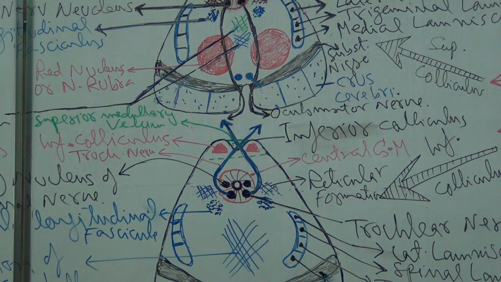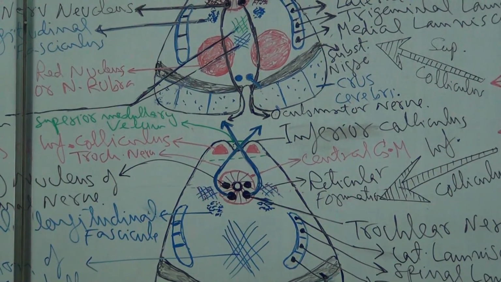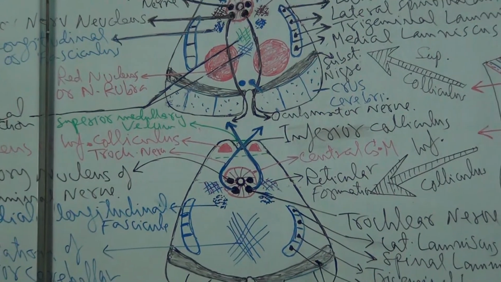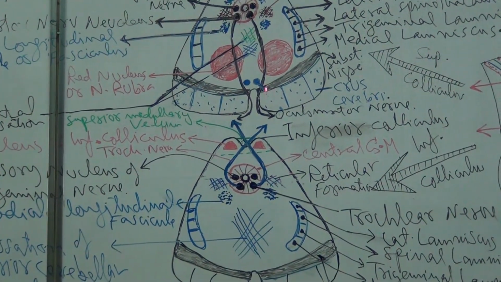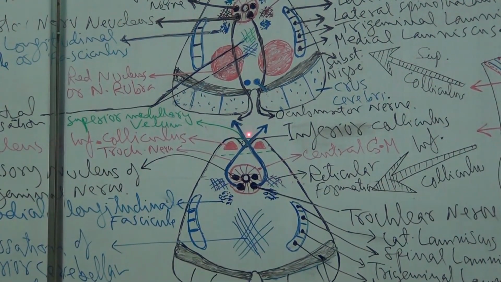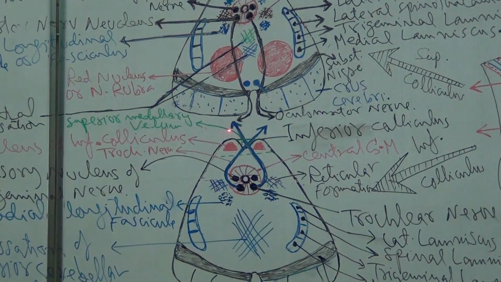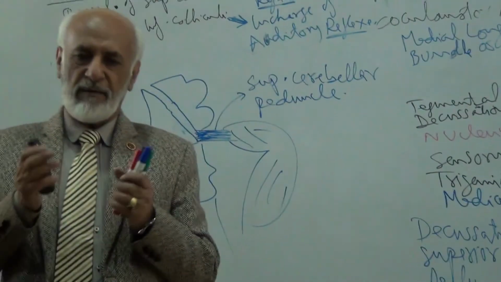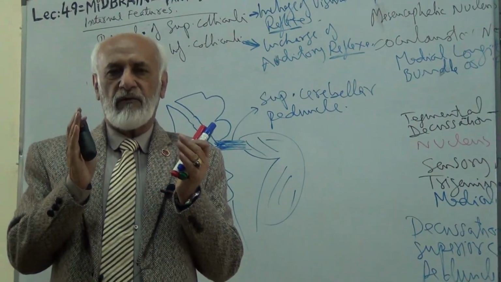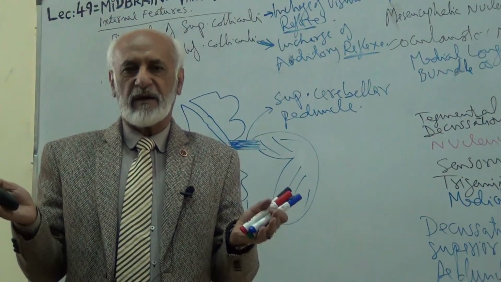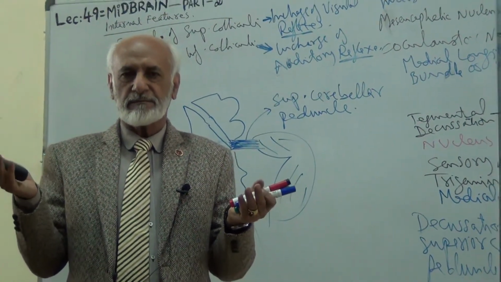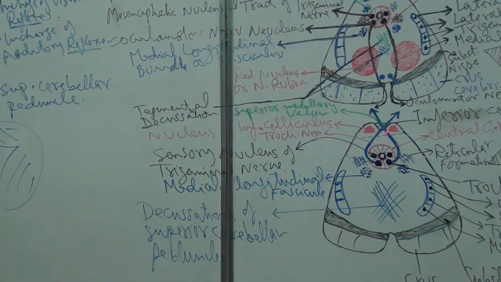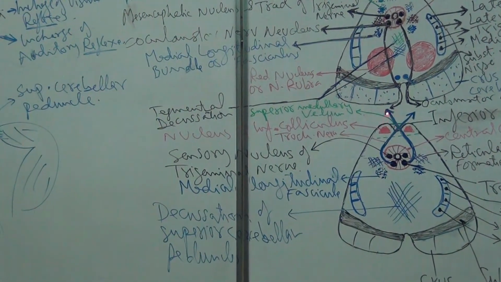So the trochlear nerve is unique in that it is the only cranial nerve which has a surface attachment on the posterior surface of the brain, that is the midbrain. All the other cranial nerves arise either from the ventral aspect or ventrolateral aspect of the brain stem, except the trochlear nerve, which leaves the midbrain through its posterior surface.